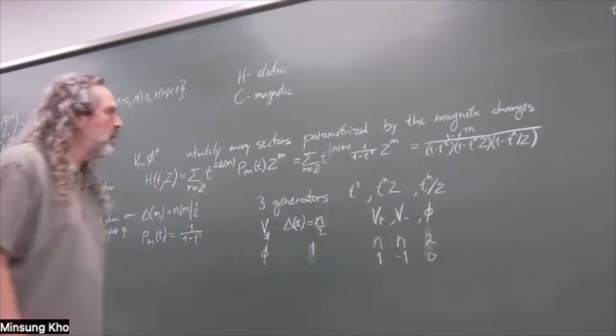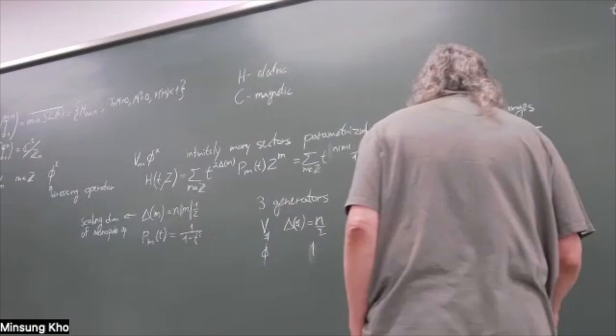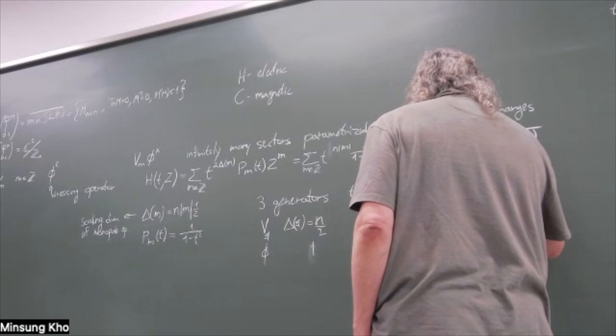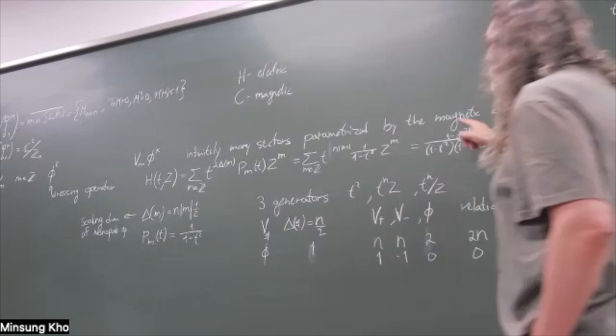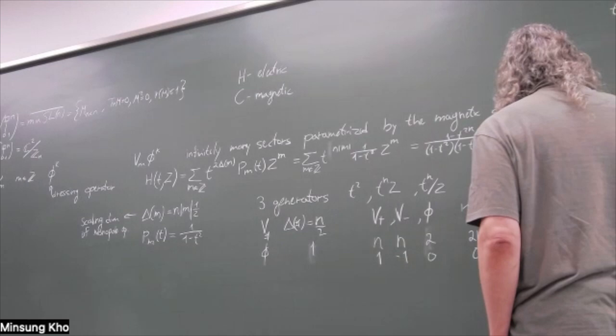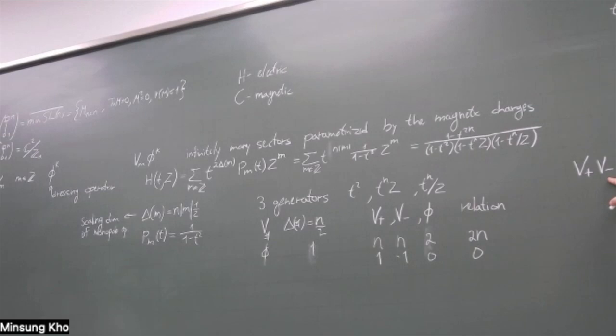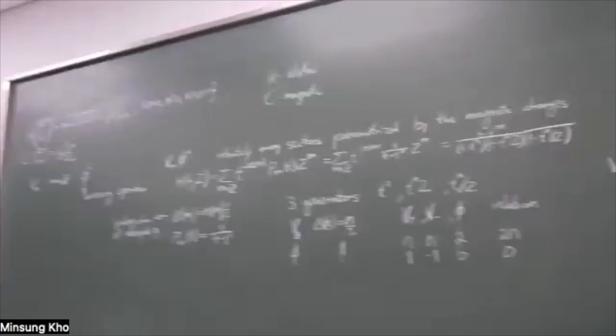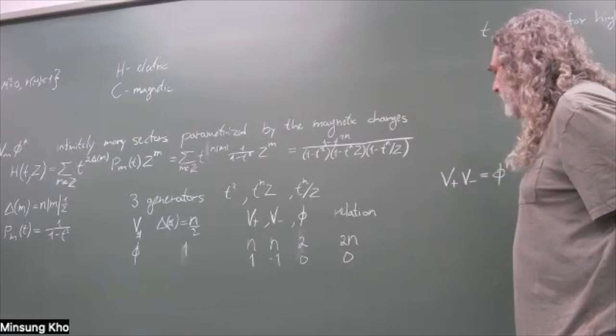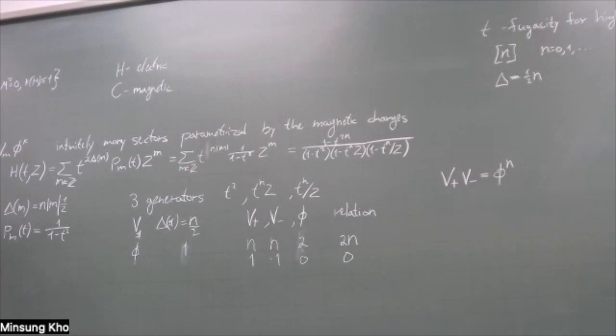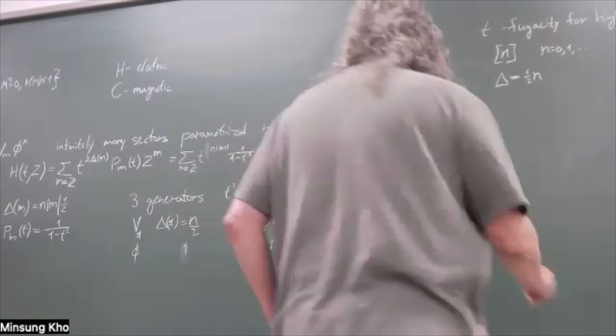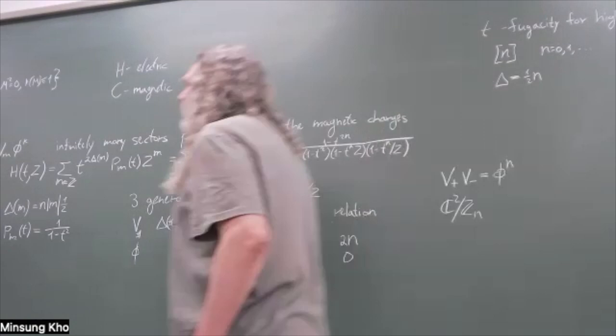Now the relation has a scaling 2n. There's one relation which scales like 2n and has zero charge. There is no power of z over here. And so we will write that V plus, V minus, these have scaling dimension n, this is n, so together it's 2n, equals phi to the n, that also scales like 2n. And this is the equation for the variety. We find that this is C2 mod Zn. Any questions?